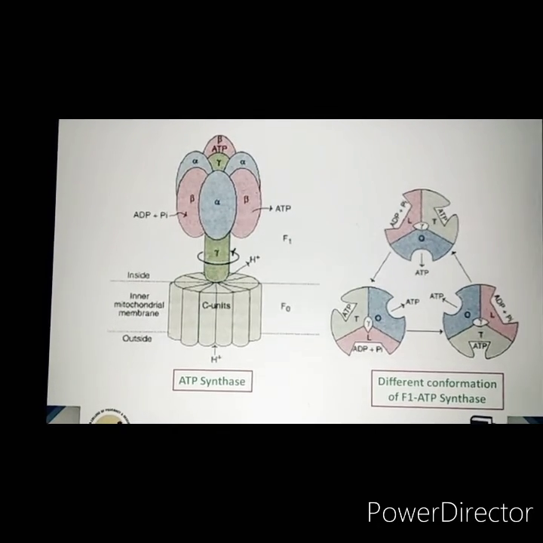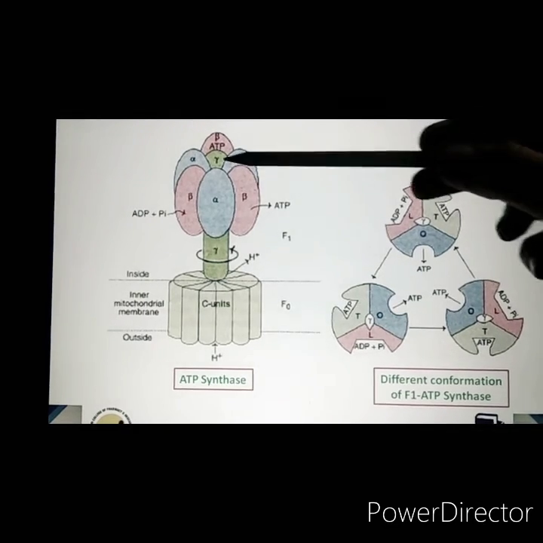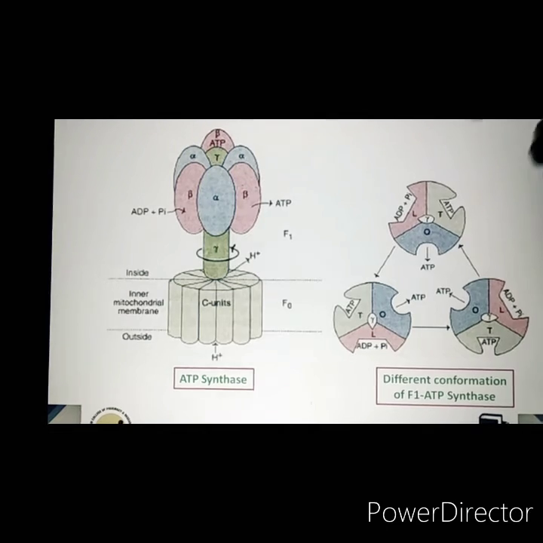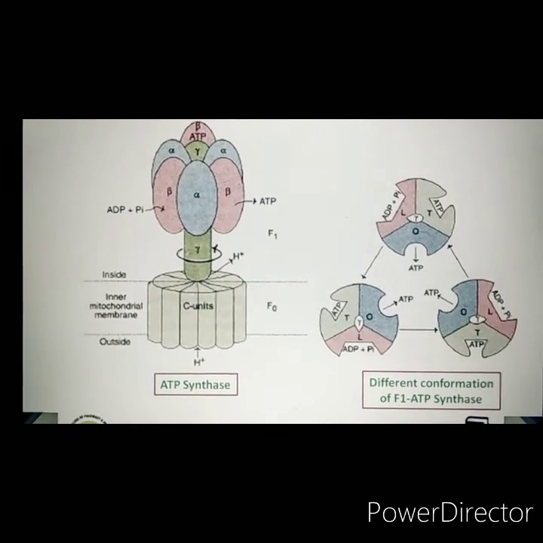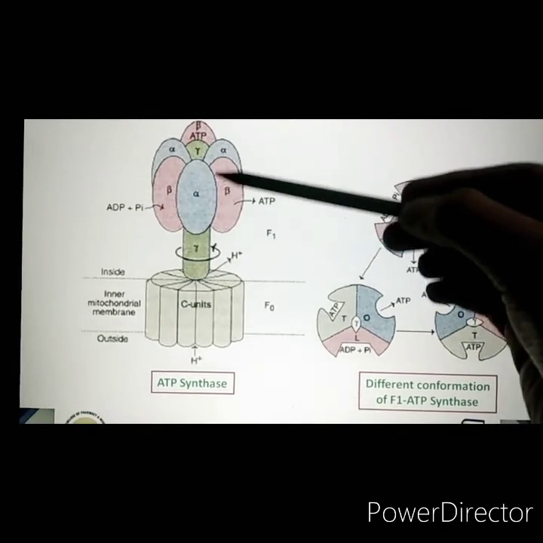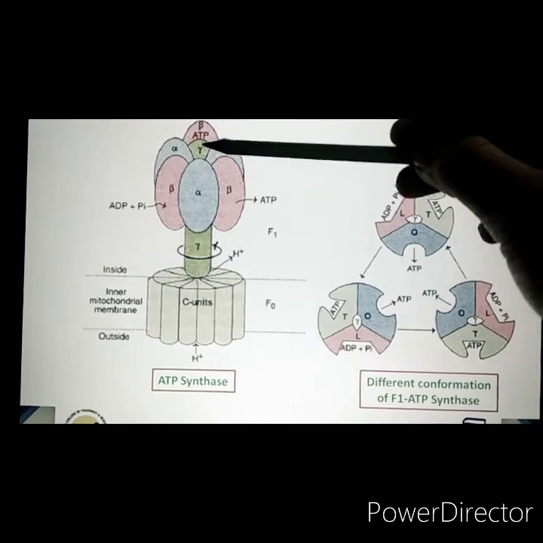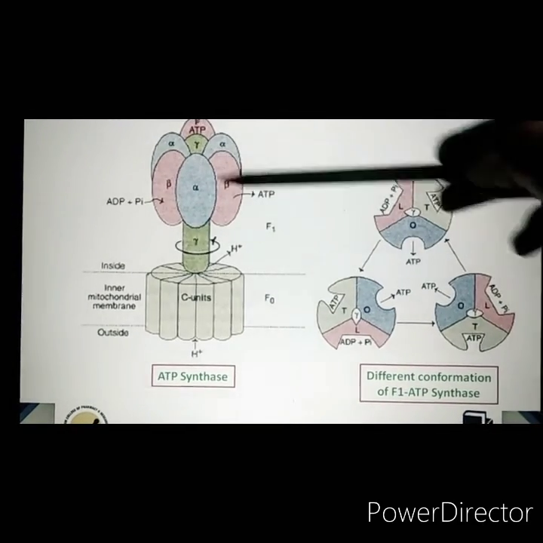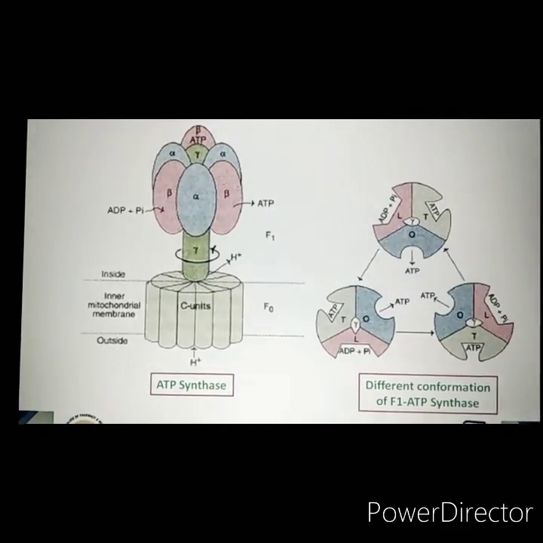So the F1 component of the ATP synthase consists of 1 gamma rod and 3 alternating alpha and beta components or subunits. So totally 6 subunits alternating alpha and beta, and 1 gamma subunit on 1 gamma rod makes a complete F1 particle, while the FO particle consists of C units.